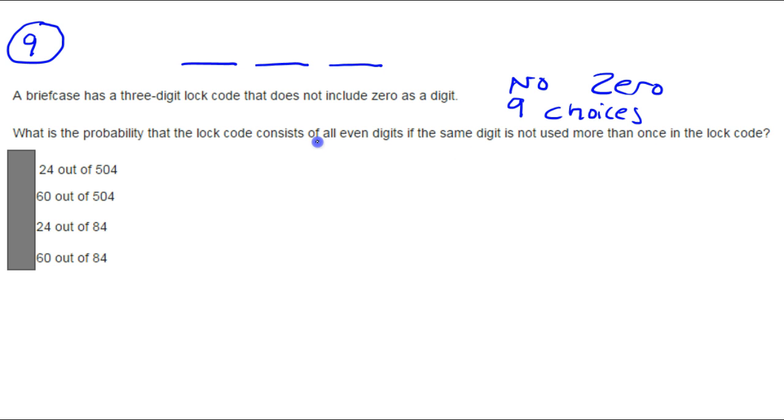Okay, all even. All right, so the probability is going to be the target number of outcomes divided by the total number of outcomes.